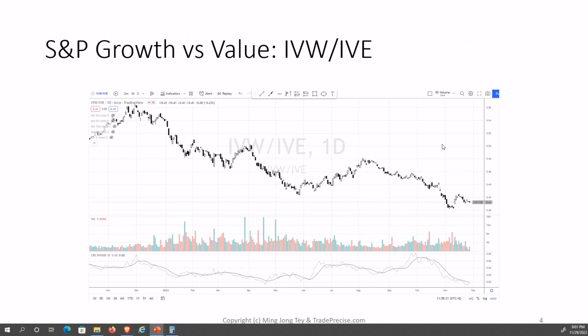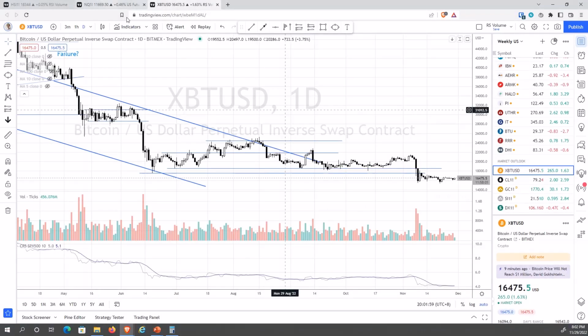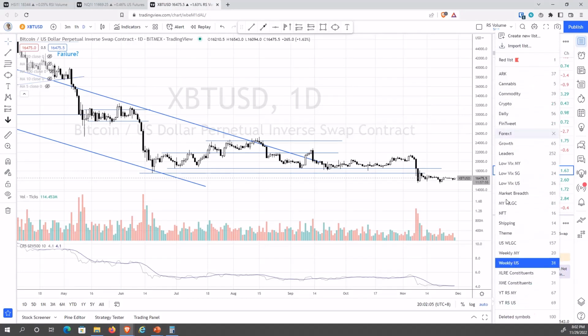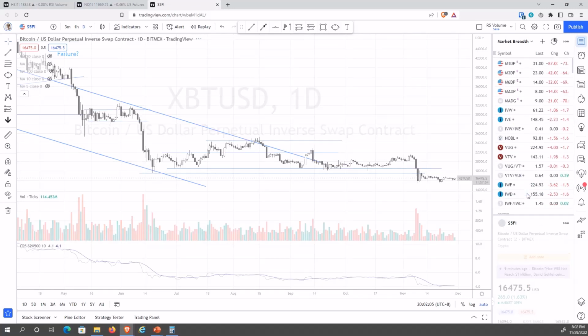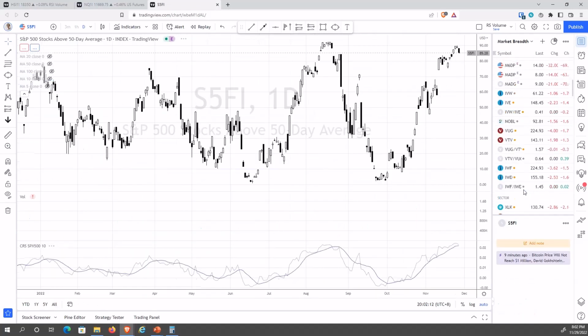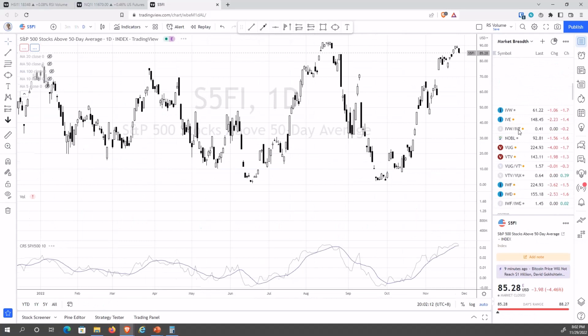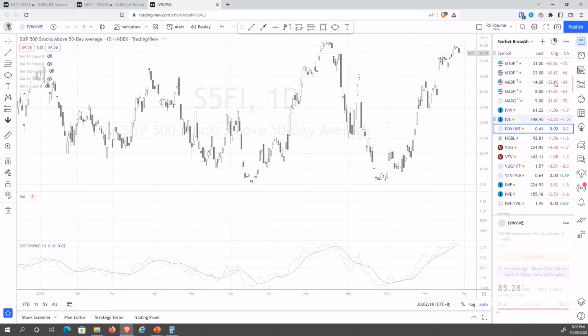Okay, so as you can see in this chart, maybe let me just use TradingView. I think that should be a bigger chart, IVW versus IVE. Okay, so let me use that. Let me go to the market breadth, and let's just jump straight to IVW and IVE. Okay, so here we go. This is the chart that we have right here.